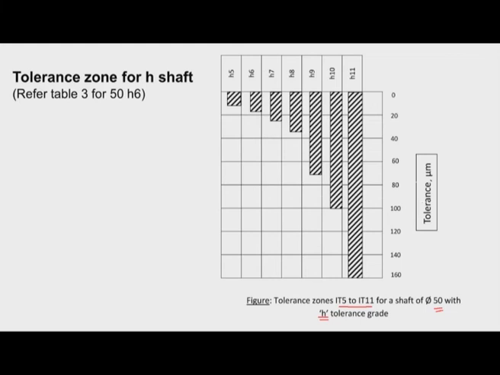Now we can see here for H6 this is the amount of tolerance. From here to this is 20 micrometer tolerance. So this is 10 micron and then this is 15 micron. So this tolerance value will be approximately 16 or 17 microns. So that we can check with the table 3.